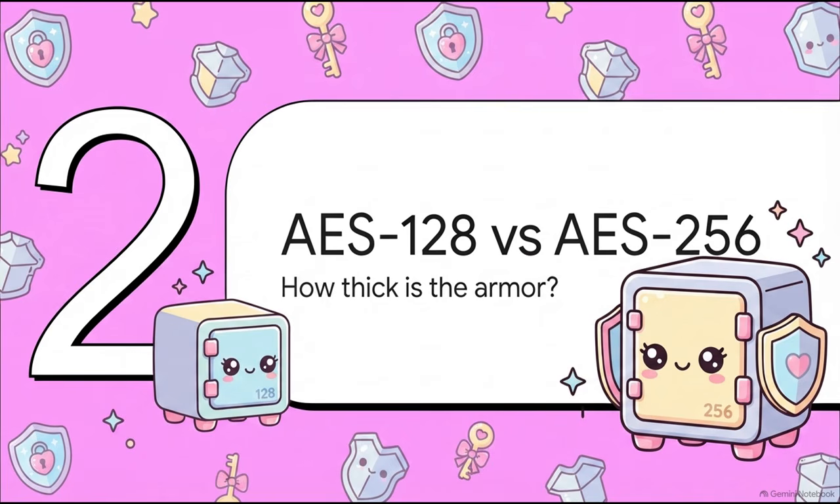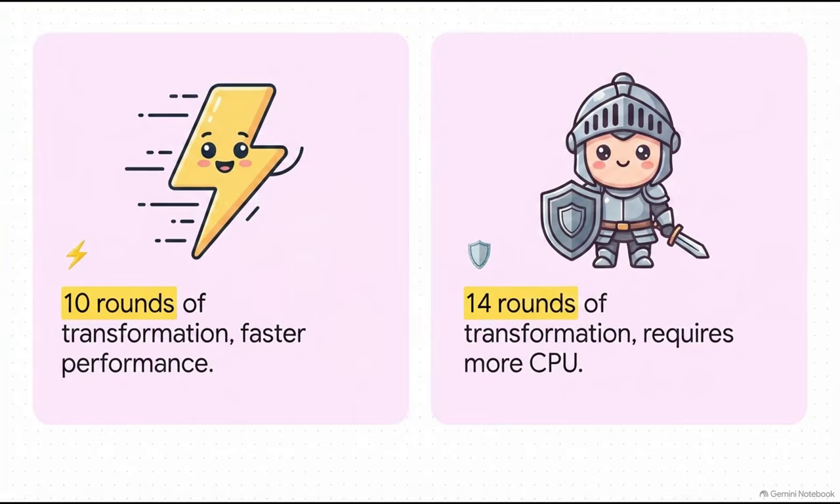Moving on to Section 2, AES 128 versus AES 256. It's time to tackle the biggest debate in cryptography, deciding exactly how thick our digital armor actually needs to be. Mechanically, these two handle the math a bit differently. Don't get me wrong, both are incredibly secure. But AES 128 runs your data through 10 rounds of internal mathematical transformation. AES 256, it cranks it up to 14 rounds and uses a massively larger key space.